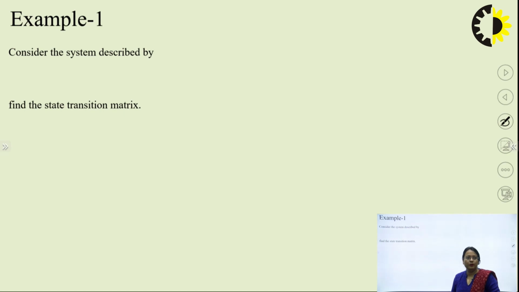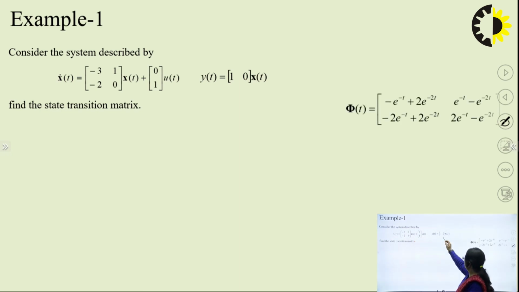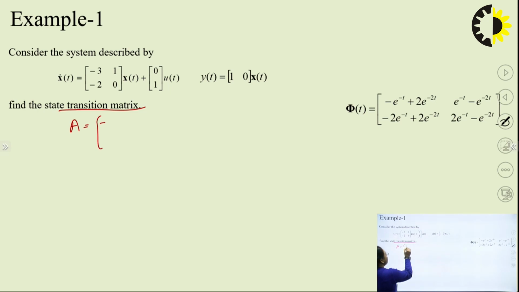Okay, so now this is the example here. Consider this system where x dot t is equal to the matrix minus 3 1, minus 2 0, times x t, plus u t, and y t is equal to 1 0 times x t. So we have to find out the state transition matrix for this system. First of all, we'll compare this equation with the standard state equation, then we'll get the value of A from here, which is equal to minus 3 1, minus 2 and 0.